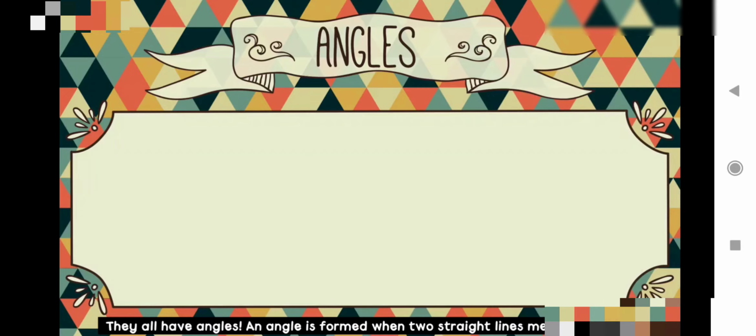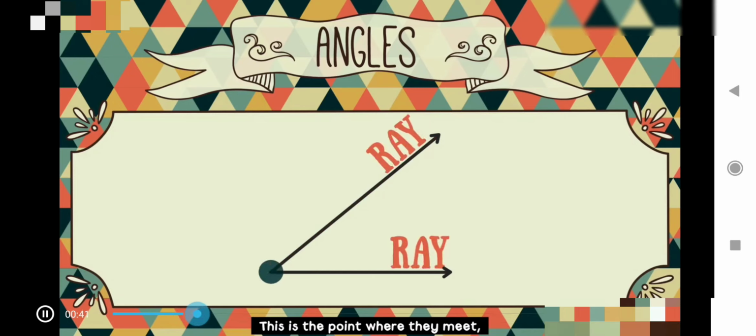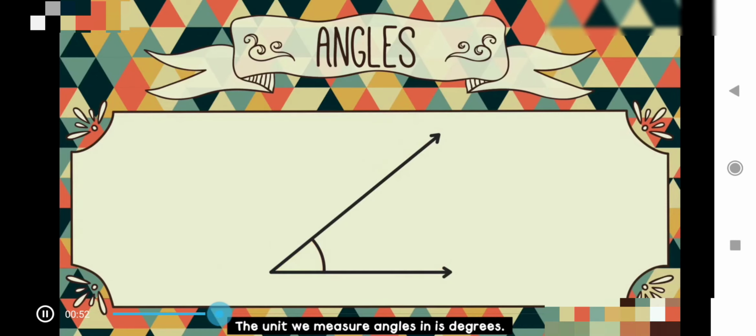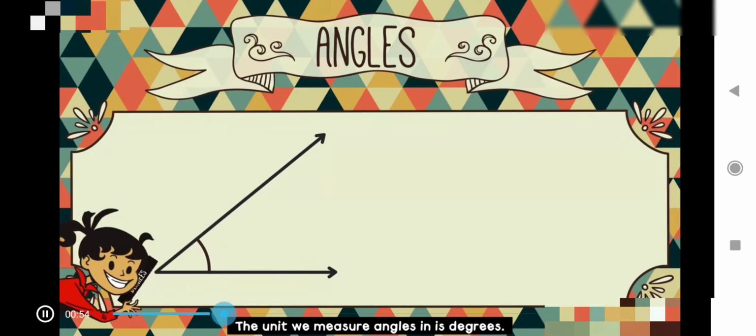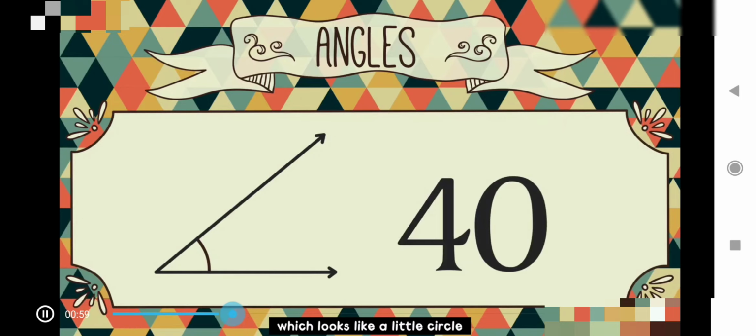An angle is formed when two straight lines meet at a point. These are the two lines which are called rays. This is the point where they meet, which is called the vertex. And this is the angle that is created. The unit we measure angles in is degrees. It is represented by a small symbol which looks like a little circle written next to the number here.